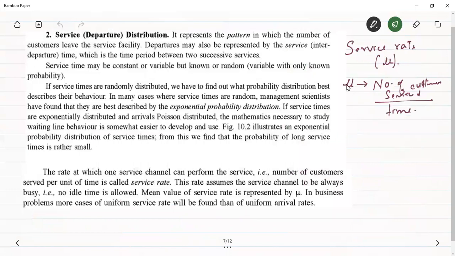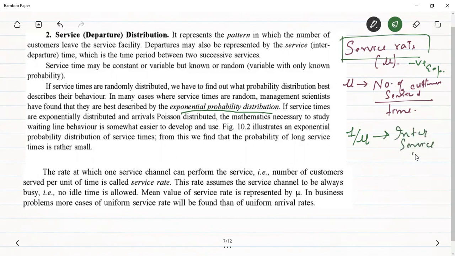Similarly here, the service rate follows the negative exponential distribution. It is written here: exponential probabilistic distribution. Arrivals are Poisson distributed, whereas the service is negative exponentially distributed. Just like we have service rate, we also have inter-service. There it was inter-arrival, which means after how much time one customer is arriving. Here, if we talk about inter-service, this is the inter-service rate: after how much time a customer is serviced.